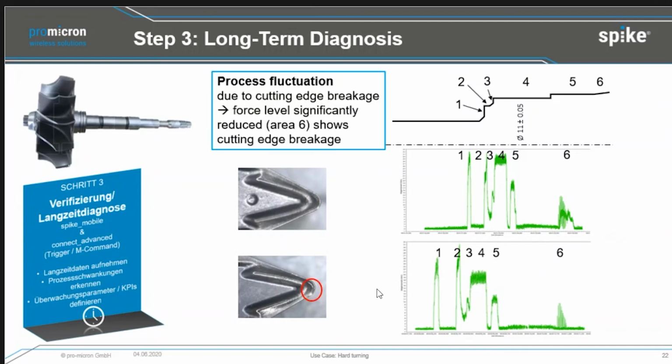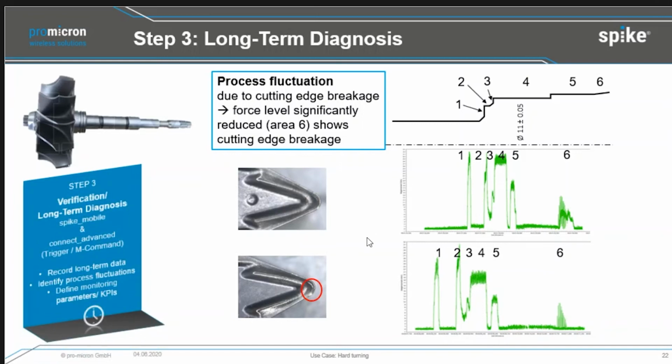So due to the long-term diagnosis, we were able to say, all right, we are not only able to see if you are within your limits or if you are within your tolerances, we are also able to see when your tool breaks, so you can now automatically change your tool.